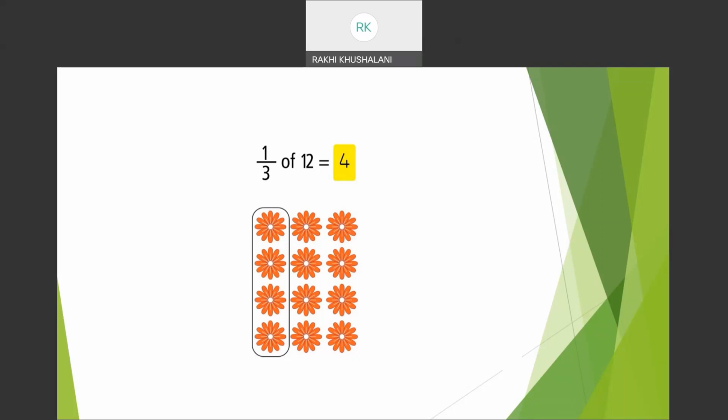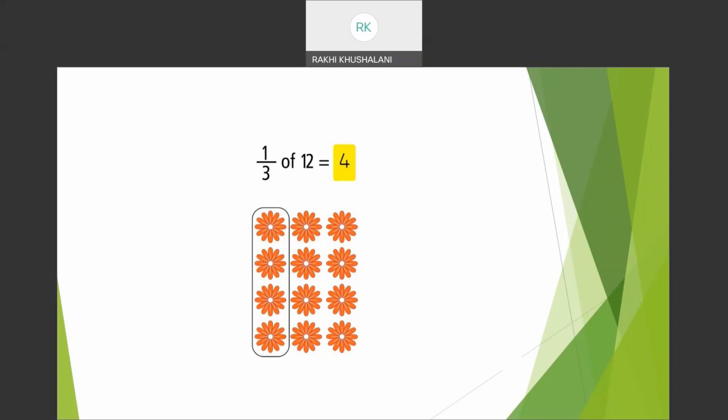1/3 of 12, which physically you can count, is 4. But every time it may not be possible to sit and count. There may be a huge number. There may be big groups.